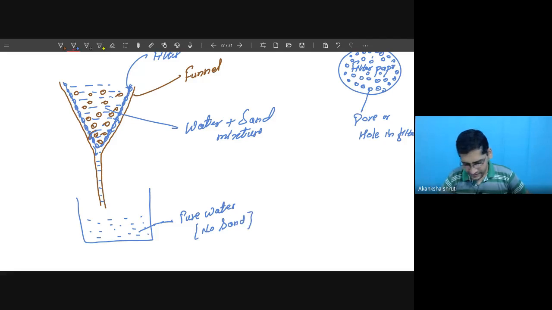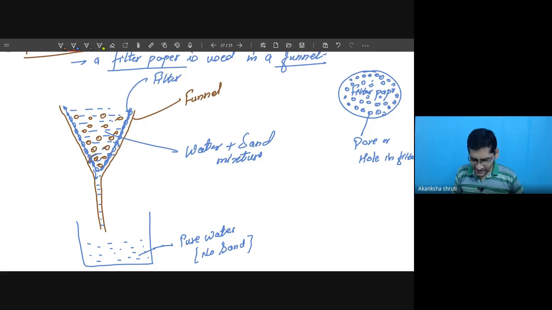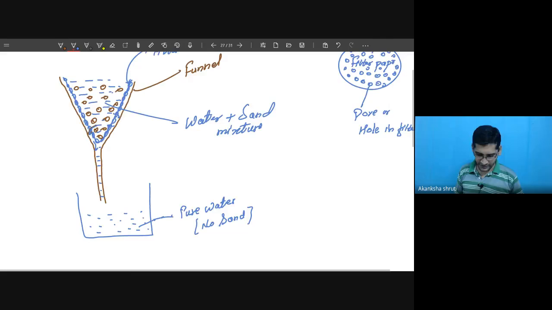Okay, student? So this is the method. The method is very simple: the filter paper contains a large number of pores which allow one component of the mixture, whose particle size is smaller than the pore size of the filter paper, to pass, while the other component remains inside the filter paper. So write down the principle.